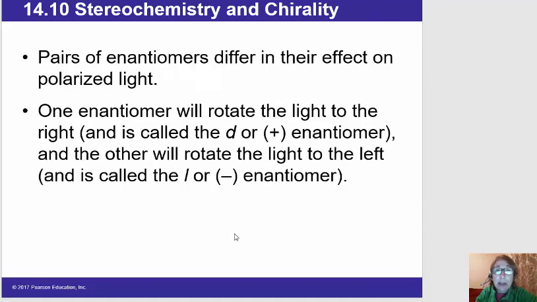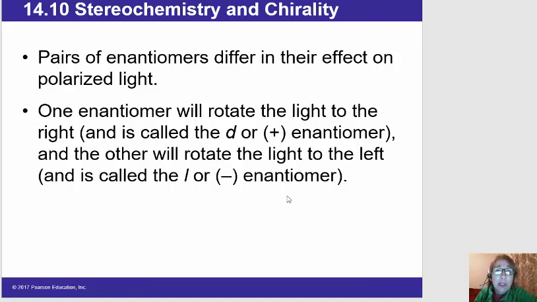However, one way that they differ is they interact differently with polarized light. There is an instrument that you can dissolve this chemical in and put polarized light through it, and one enantiomer will rotate the polarized light in one direction, and the other enantiomer will rotate the light in the other direction. So the enantiomer that rotates the light to the right is known as the D, or positive enantiomer, and the other that rotates the polarized light to the left is the L.